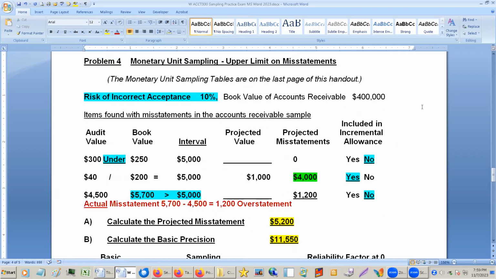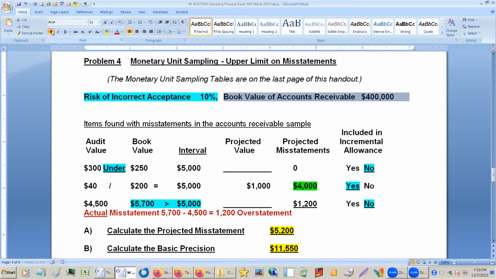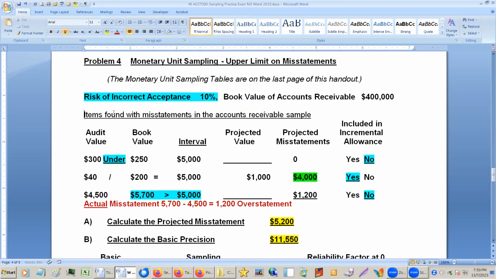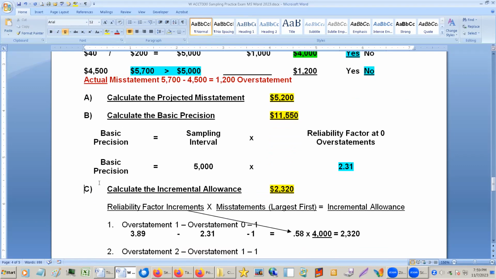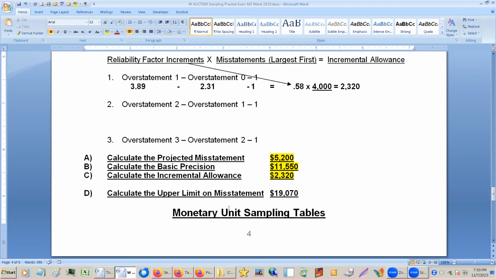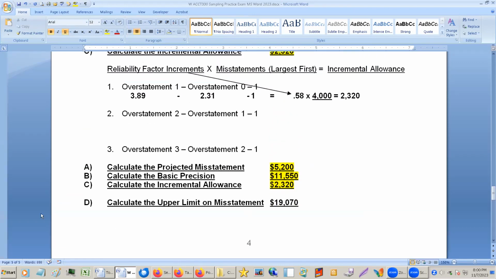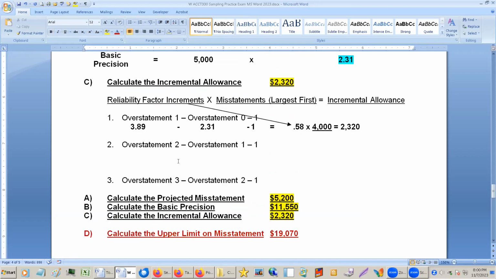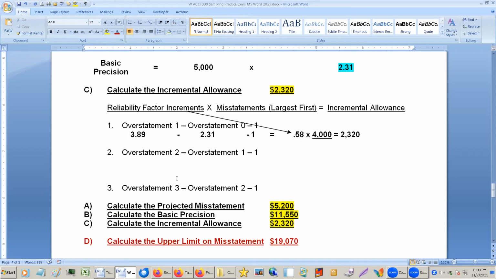How big was this? Okay, so the book value is 400,000. So that would be a judgment call as to whether that would be material or not. You know, is 19,070 material? That's a judgment call. 400,000 off by 19, was that like 5% or a little less than that? Any questions?